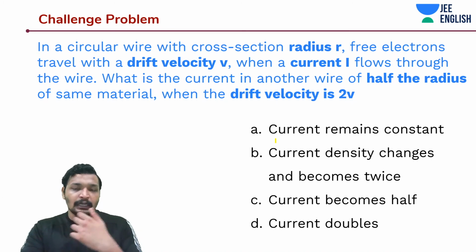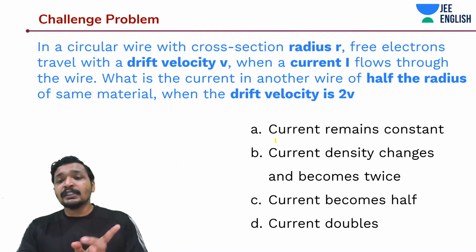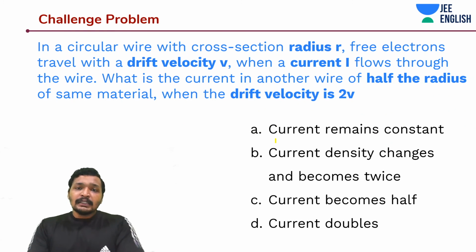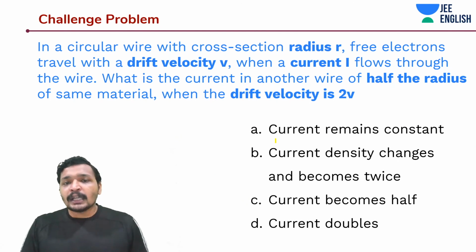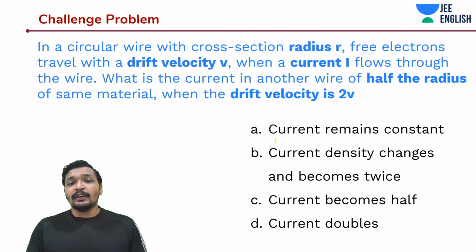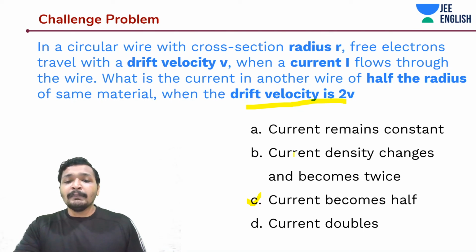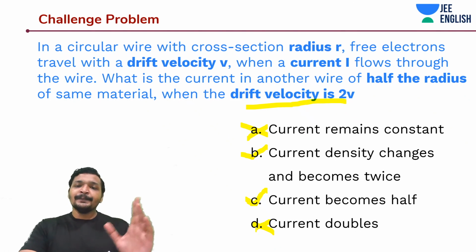Current density has changed, but you also halved the radius. So I is equal to J into A. If you halve the radius, the current that was flowing would become 1/4, because you have cut down the area to 1/4. So earlier it was J into A by 4, but now the new J dash, let's call it, is 2J. Current would become half. The area was 1/4, so current has reduced to 1/4, but you doubled the drift velocity, so the current would become half, while the current density has become twice. Current won't remain constant, and current wouldn't double. So these both are wrong. Wasn't it simple? Really simple?